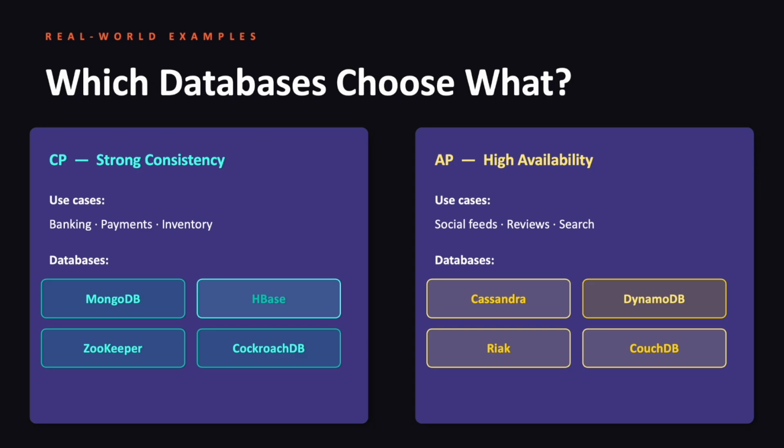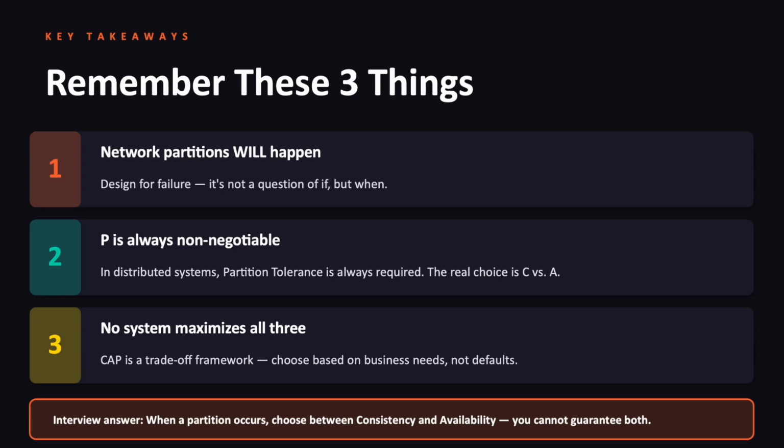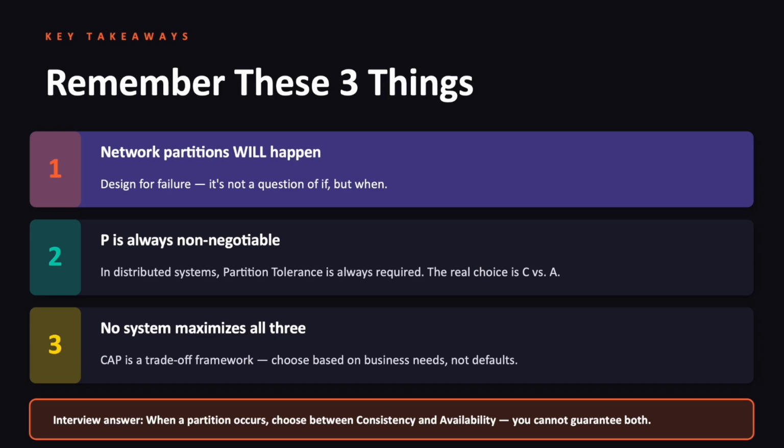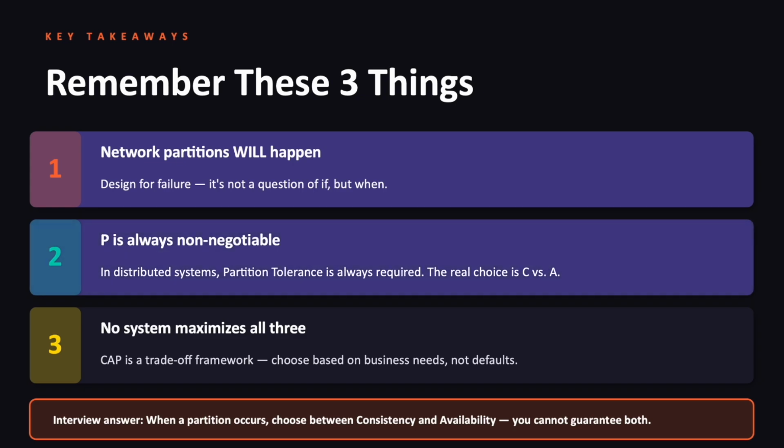Let's recap. First, network partitions are inevitable. Second, partition tolerance isn't optional in distributed systems. And finally, during a partition, you must choose between consistency and availability. You can't fully guarantee both. That's the essence of CAP theorem.